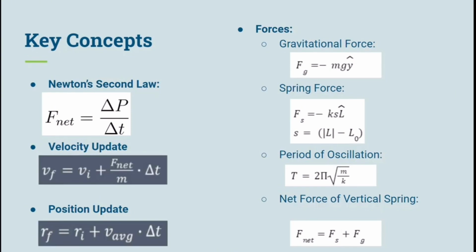unit vector. In this experiment, the spring is stretched and it is found by subtracting the relaxed spring length from the current length. Furthermore, the period of oscillation is equal to 2 pi times the square root of mass divided by the stiffness. This will be needed for calculations of the spring. Finally, the total net force is the sum of the gravitational and spring force.